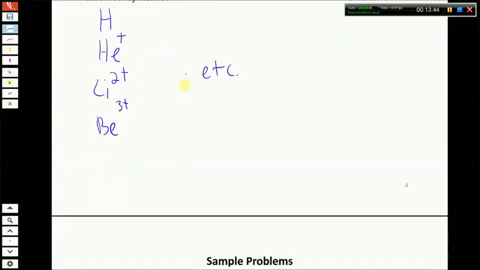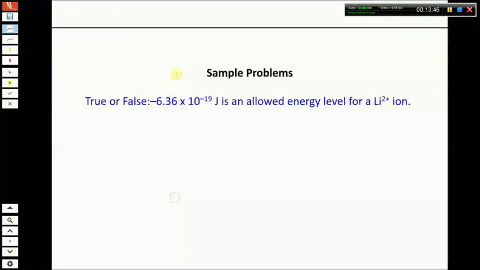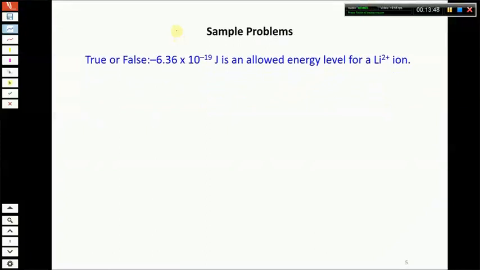All right, so let's then look at some sample problems of how we're going to use these equations. So the first one is true or false. Minus 6.36 times 10 to the minus 19 joules is an allowed energy level for a lithium 2+ ion. Remember, one of the key concepts here with the Bohr model is that you don't have continuous energy levels. You have these energy levels that are given by the quantum number n that are spaced out by some amount, and those are the only allowed energy levels for that electron. So we want to know, is this particular one here allowed for a lithium 2+ ion?